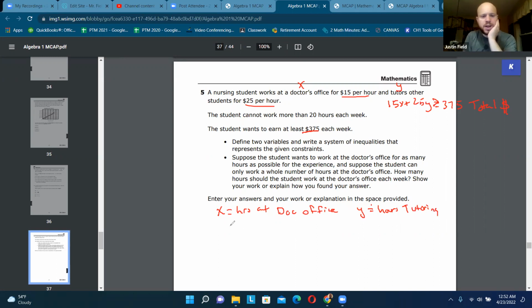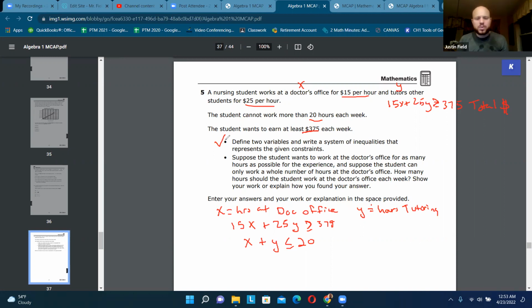And so we multiply the money made at the doctor's office times the hours at the doctor's office. Add to that the money made per hour at tutoring times the hours tutoring. And that has to be greater than or equal to 375. But we can't work more than 20 hours. So the hours themselves, if we add them together, have to be less than or equal to 20. So now I have done that part.